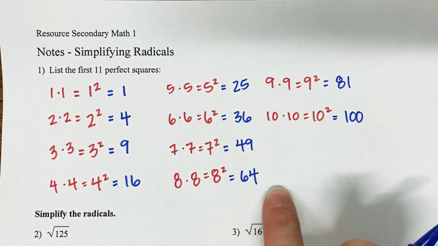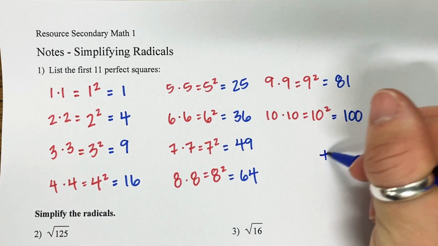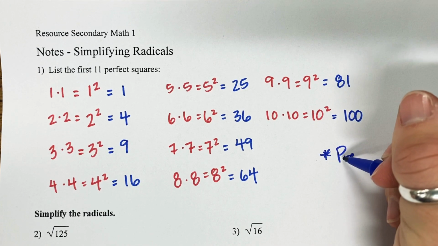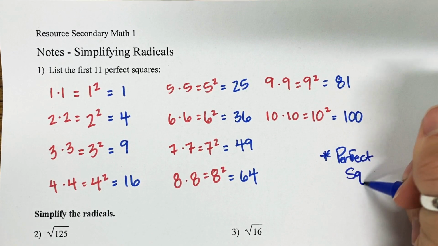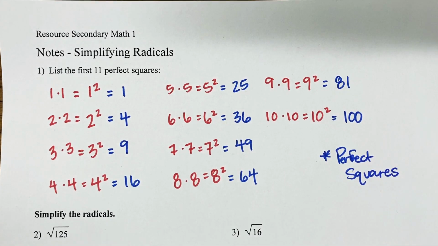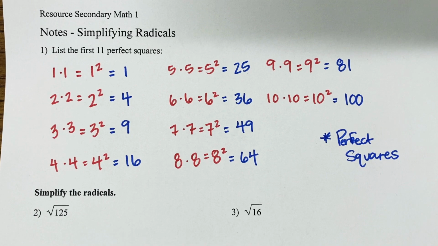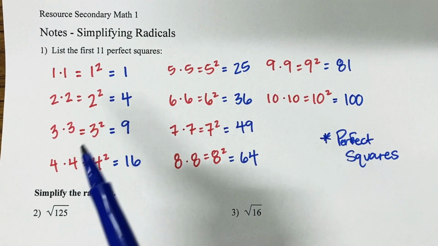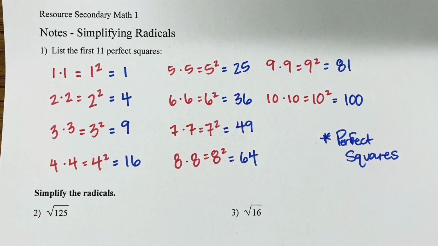This list is really going to help us. These numbers in blue are called perfect squares. Whoops, I might want to spell perfect correctly. Perfect squares. Last time, if you remember, they're called perfect squares because when we draw them in an array, they actually do make a perfect square.